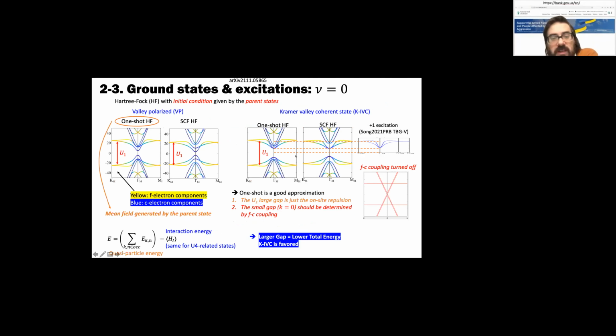So let's see how this goes. You start off with this parent state, and now you do Hartree-Fock. But it turns out that you only need to do one-shot Hartree-Fock in this model in order to actually get the physics. You can see that the one-shot Hartree-Fock and the self-consistent Hartree-Fock on the heavy fermion model basically give you a very similar band structure. Fortunately, the one-shot Hartree-Fock can be done analytically. So you take the parent wave function, compute the expectation value of the density operators of the F electrons, and then feed them into the model to build a one-shot Hartree-Fock and obtain the band structure. And you can understand immediately what happens.